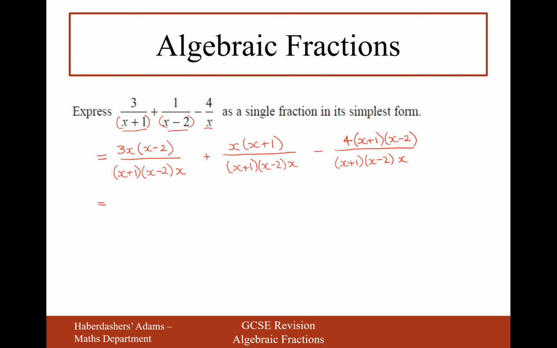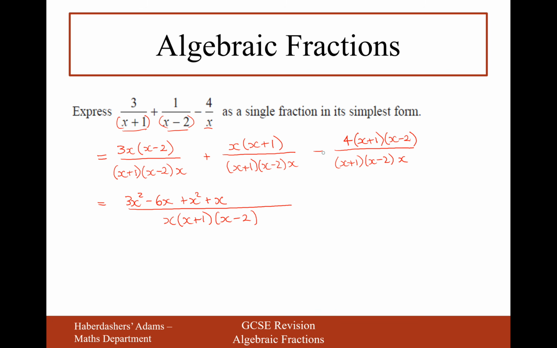Okay, so now that all of these fractions have the same denominator, I'm now going to write it all over, and I reckon it will be a big long thing here, x, (x plus 1)(x minus 2). So we're now going to add or subtract these fractions together. Let's expand as we go along. So it's going to be 3x squared minus 6x plus x squared plus x.